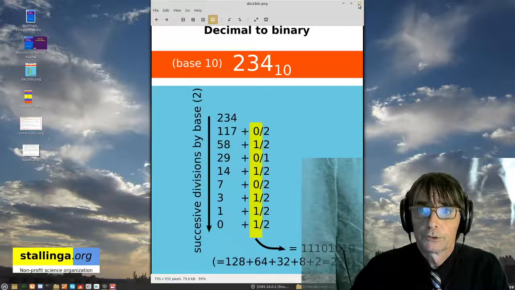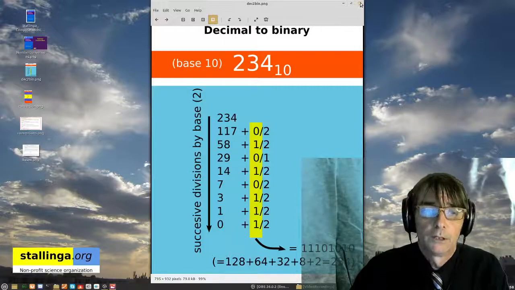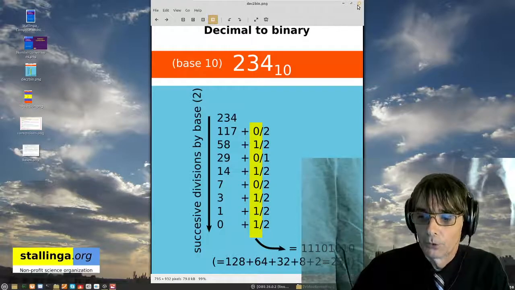Now, the conversion from any number system to any other number system should not cause any panic. Remain calm and do your conversions.